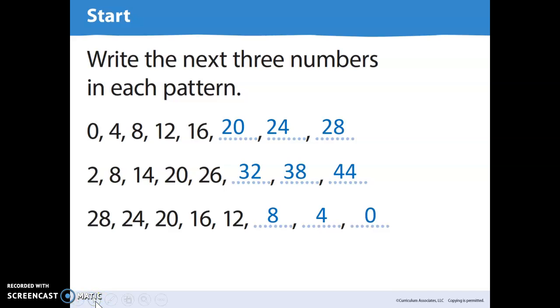So the first pattern, if you were looking through it, you should see that you're counting by 4. So fill in your counting by 4: 20, 24, 28. The next one, you were counting by 6. So 32, 38, 44. And then the last one, you were subtracting 4 each time. So the numbers got smaller: 8, 4, and then 0.